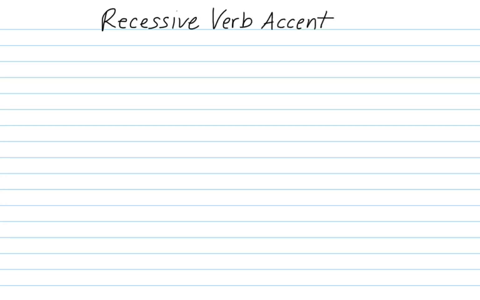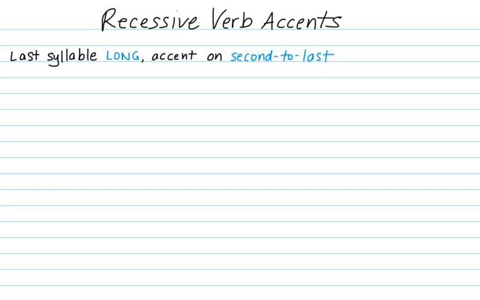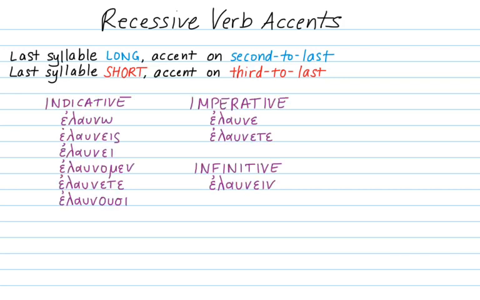So let's look at an example verb. I'm going to repeat your rules at the top of the slide so that you can see them as I do the example. Last syllable long, accent on second to last. Last syllable short, accent on third to last. Let me write out the paradigm without any accents, and now we can apply our rules.